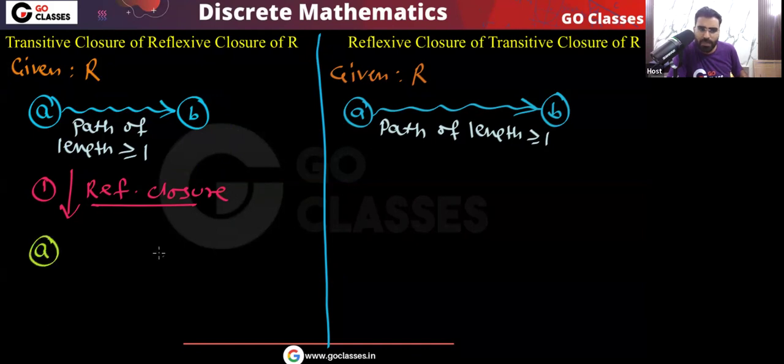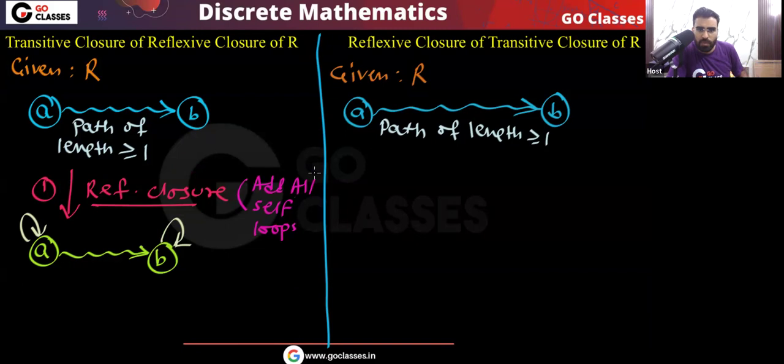So what will we do? A is there, B is there. A and B are there. Everything else is the same. Everything else will be as it is. But we will add self loops. So on all the vertices, we will add self loops. So this is how you can find the reflexive closure. Basically, to find the reflexive closure, you will add all self loops.